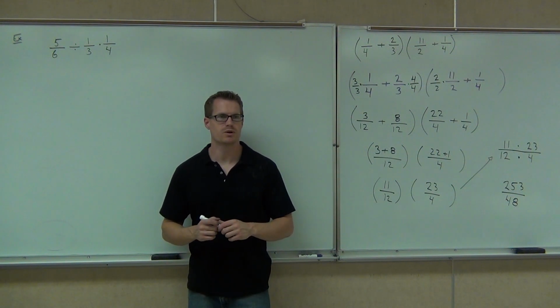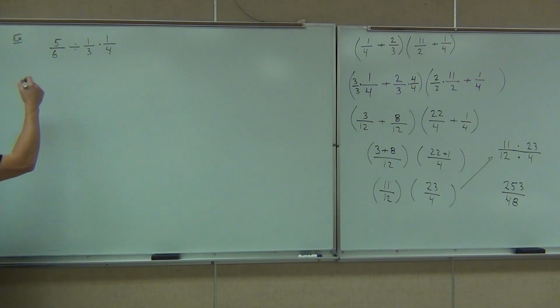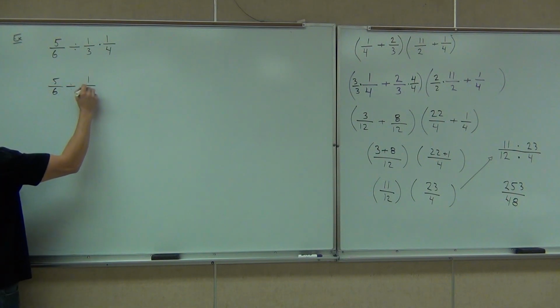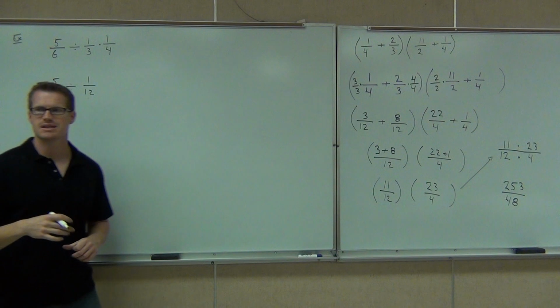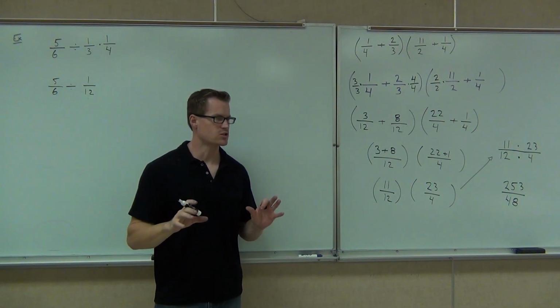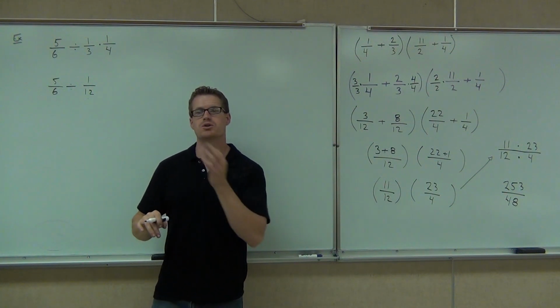I need your eyes on the board here real quick, please. People do this all the time. They'll go, oh, well, this is a pretty easy problem. This is 5/6 divided by 1/12. Can you see how easy that would be to do? If you're going fast, or if you really don't get the order of operations, or if you really think that multiplication comes before division all the time, you're going to do that.